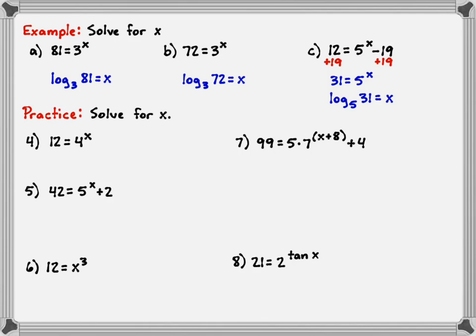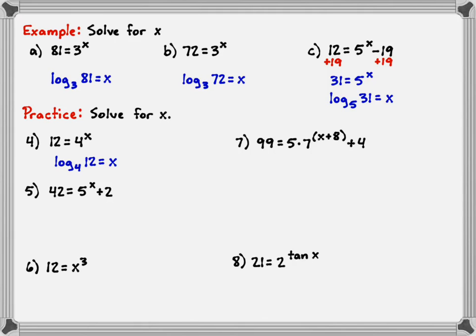For number 4, it says 12 equals 4 to the x. So when we do this, we're going to rewrite this as a log equation. So it'll say log with a base of 4 of 12 equals x. Remember, it's always equal to the exponent. The base is always the subscript of the log, and then this guy is inside the log.